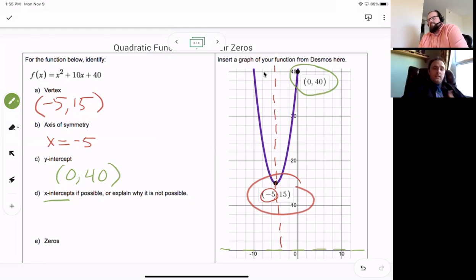Well, when I was talking to one of my classes, what we talked about is that's because the curve is just too high, so they have to be imaginary zeros. So if the curve does not touch or hit the x-axis, then we're going to have imaginary zeros. So we don't have any x-intercepts. So we have imaginary zeros instead of x-intercepts.